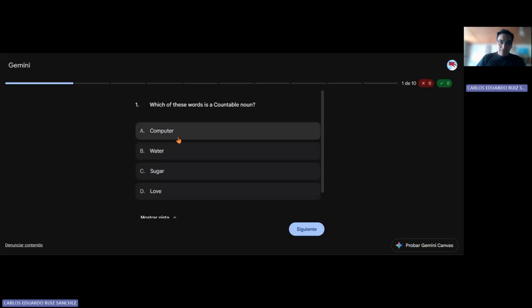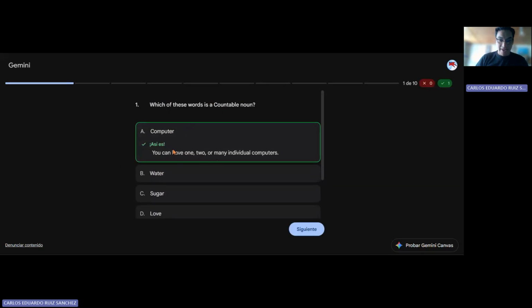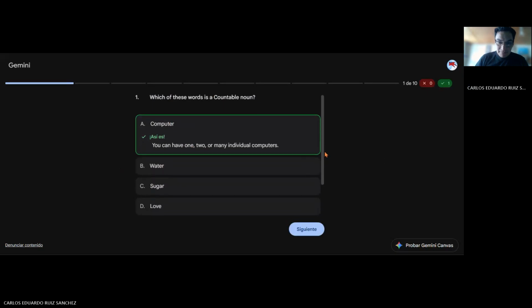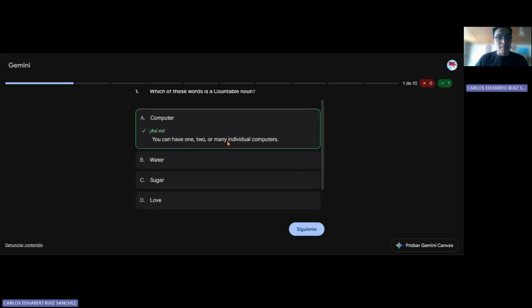Countable noun. Can I count the computer? The computers? The water, the sugar, the love. Here happens something like what I did with the pepper, so be careful with that. Can you count the sugar, the water? You can count computers. Yes. You can have one, two, or many individual computers.